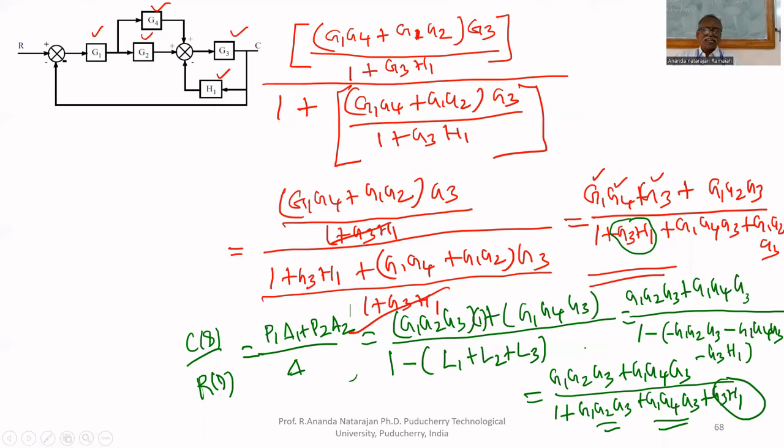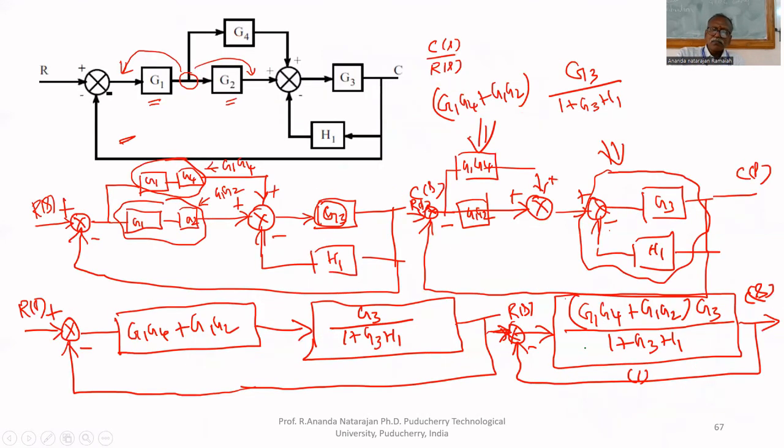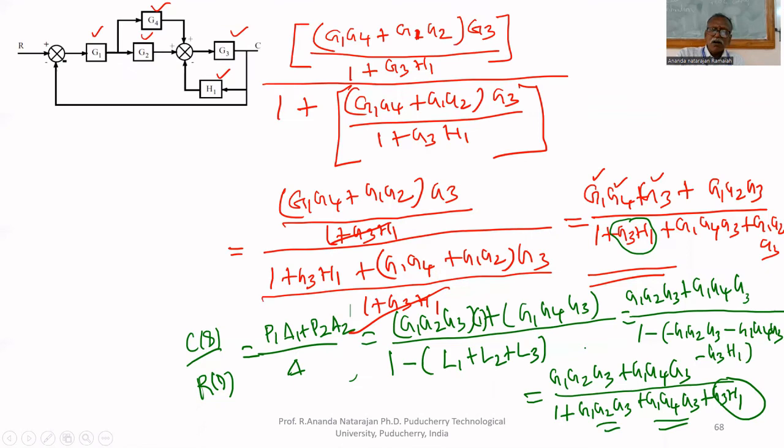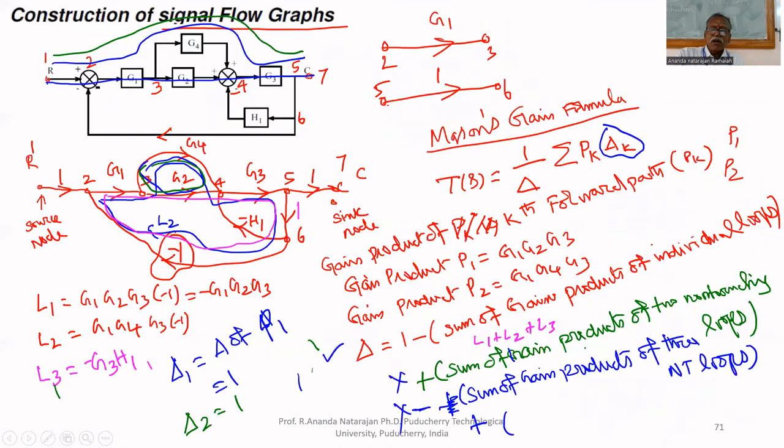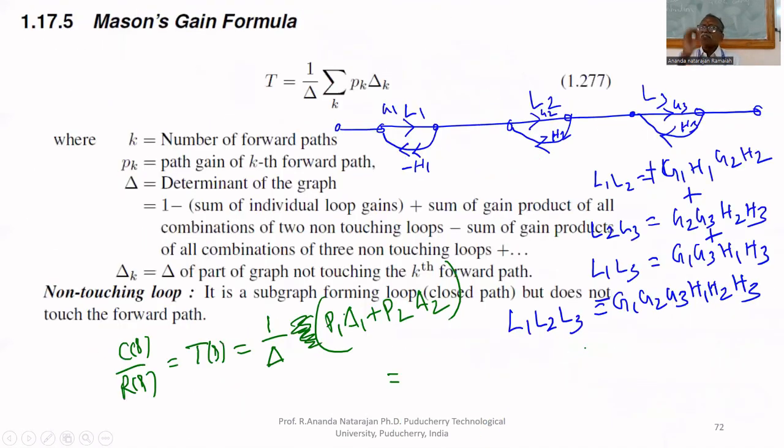What is delta? Delta equal to 1 minus sum of gain products of individual loops plus sum of gain products of all possible combinations of two non-touching loops. We have to check L1, L2. We have to check L1, L3. We have to check L2, L3.